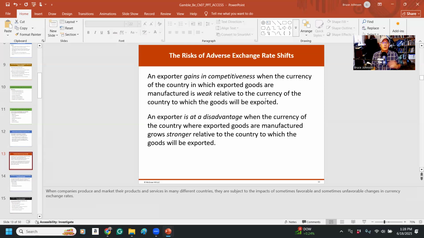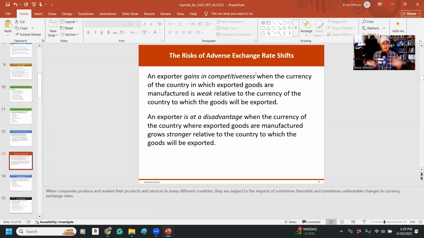Here we're talking about the exchange rate risk and shifts in those. I'm just going to read these off. An exporter gains in competitiveness when the currency of the country in which the exported goods are manufactured is weak relative to the currency of the country to which the goods will be exported. An exporter is at a disadvantage when the currency of the country where the exported goods are manufactured grows stronger relative to the country to which the goods will be exported.